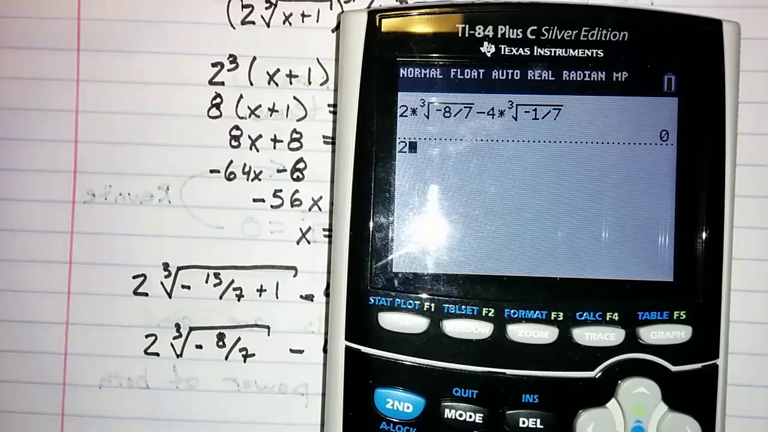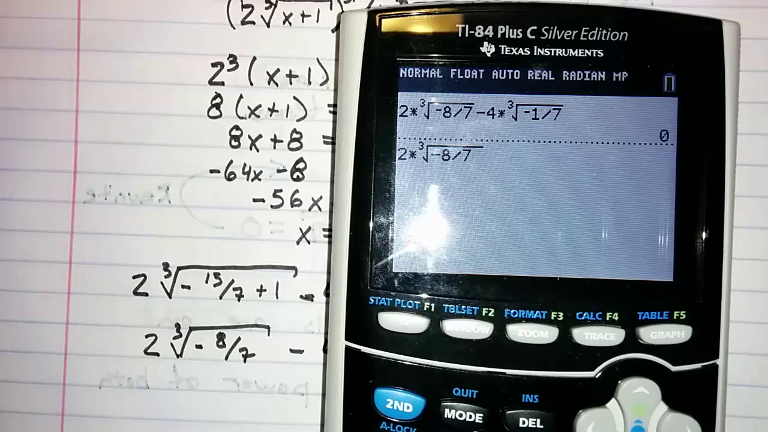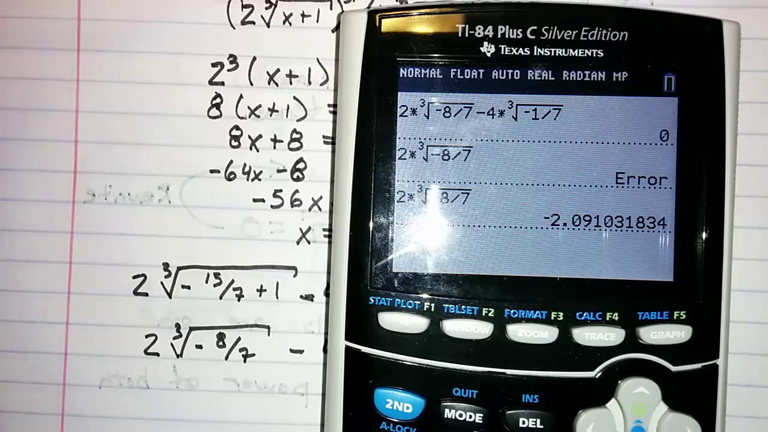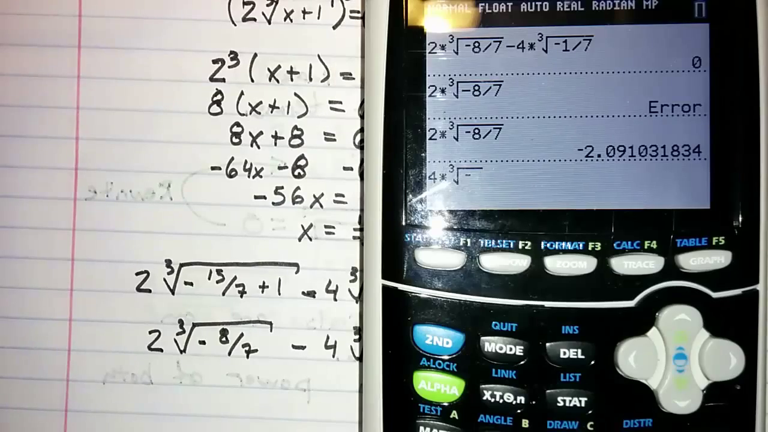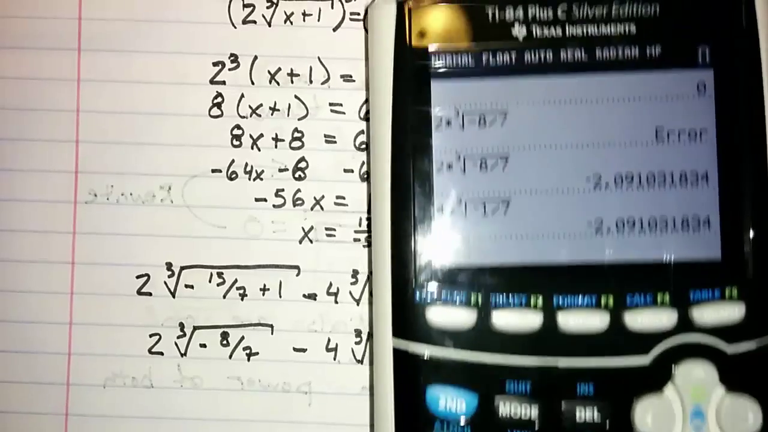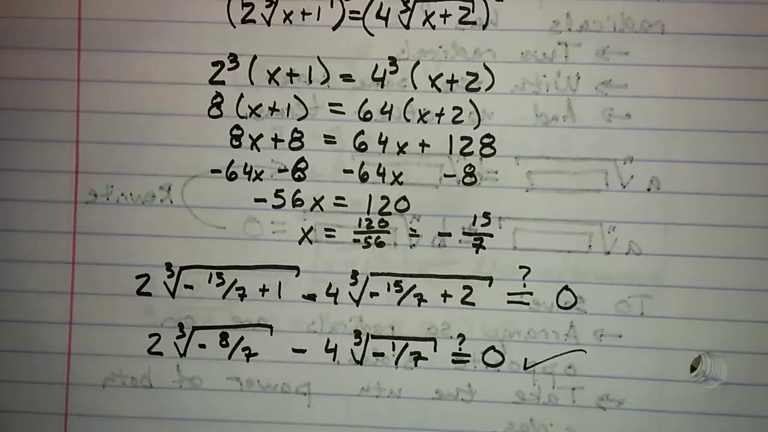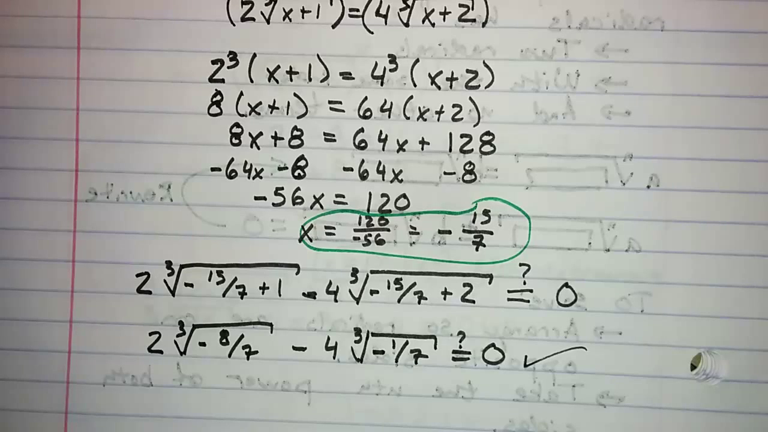If I'm suspicious, 2 times the cube root of negative 8 sevenths works out to some horrible decimal. 4 times the cube root of negative 1 seventh works out to the same horrible decimal. So yes, in fact, when we subtract those, we should get 0. It works out. So x equals negative 15 sevenths is a real solution to this equation.